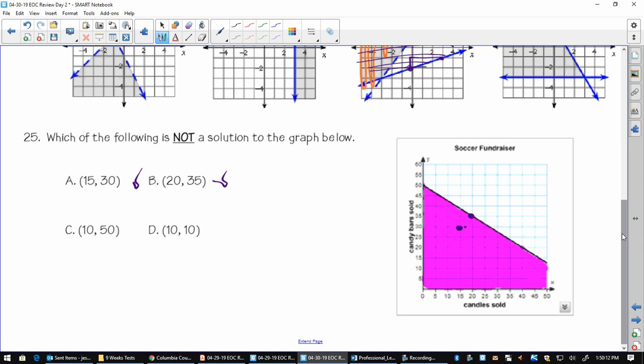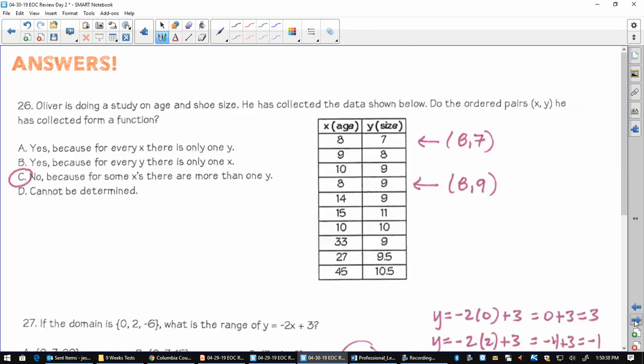Over 10, up 50. That is not in the shaded region, so that would not be a solution. And then over 10, up 10, that's in the shaded region, so that is a solution. This wanted us to find which one was not, so that would be C. Even though when I got to C I knew that that was not, I would still always check your other answers just to make sure you didn't make a mistake. It doesn't take long. Just check your other answers.